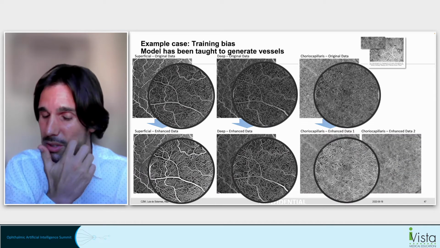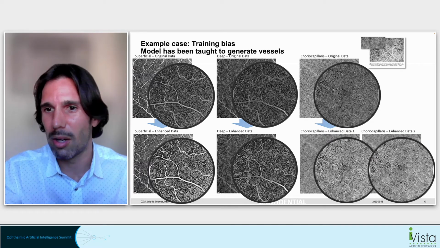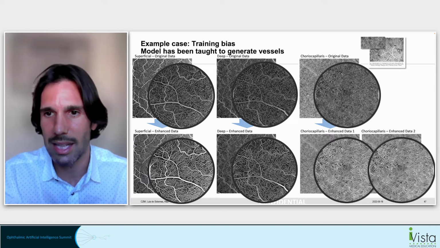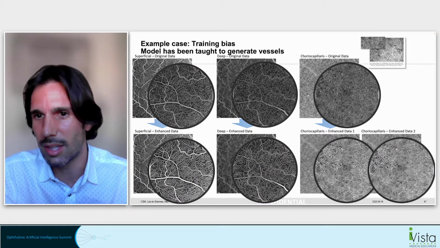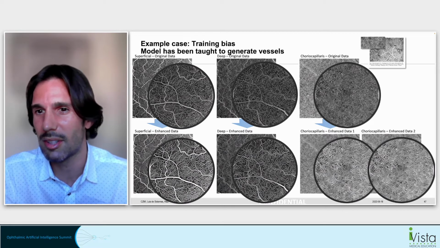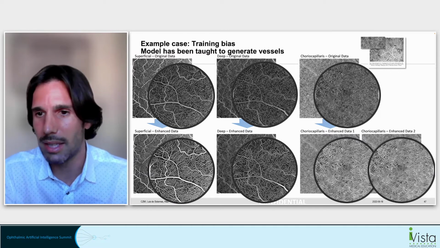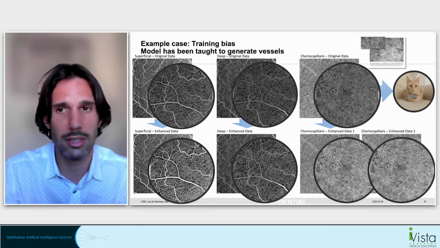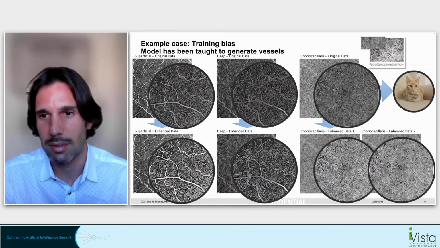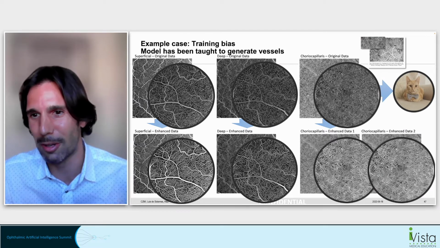We added some of this choroid capillaries data to the model, and we had something that was slightly better, but we still don't know for sure if the small vessels that appear there are real vessels or just bias from the data that we had trained the model with. And in fact, if we use a lot of pictures of cats, we can come up with the choroid capillaries looking like a cat, which is absolutely not real.